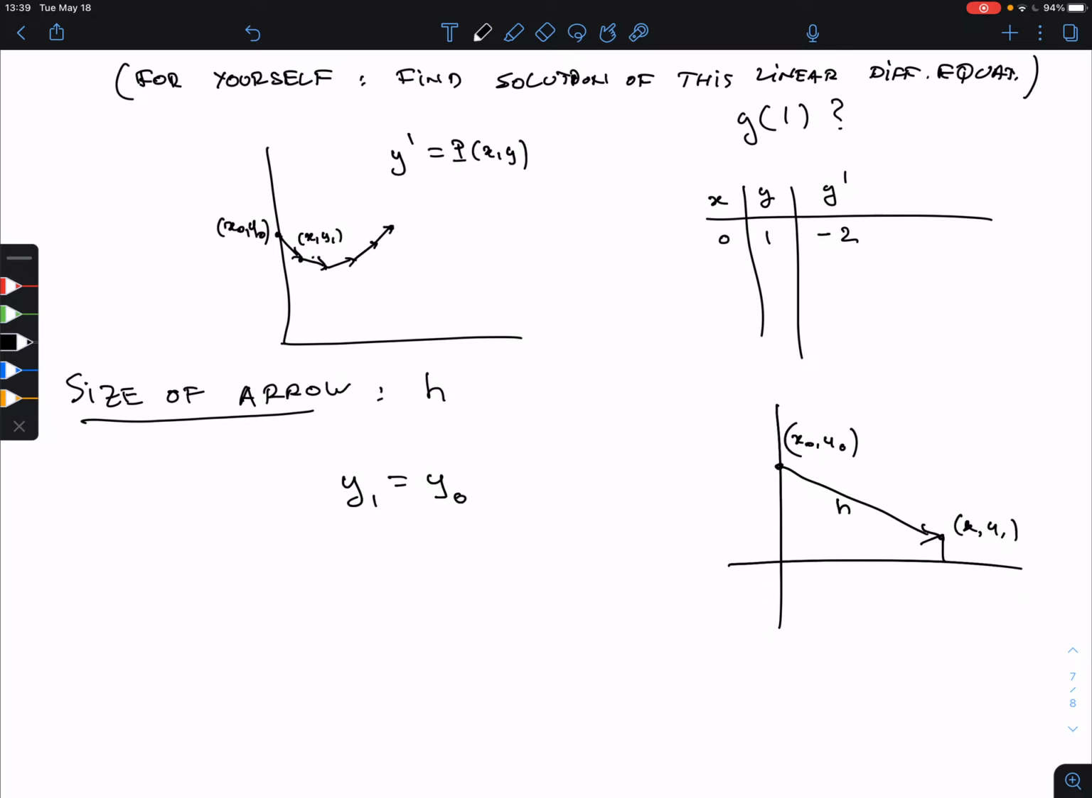So, I said the size of the arrow is going to be the same. Sorry, this is not correct, what I said. Keeping the size of the arrow fixed is one possibility, one thing we could do. However, in Euler's method, so let me now erase this. Sorry, I shouldn't have erased this part here.